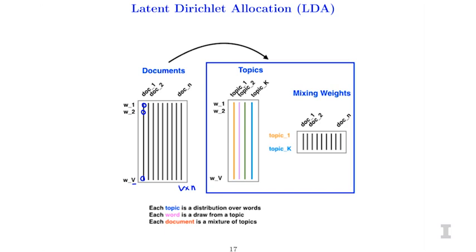How to model those documents? First, let's introduce the concept of topics. Every topic is basically a distribution over words, meaning for topic 1, it is a vector of length V, and every entry represents the probability that the corresponding word will appear in that topic. So those V entries for topic 1 summed together should be 1.